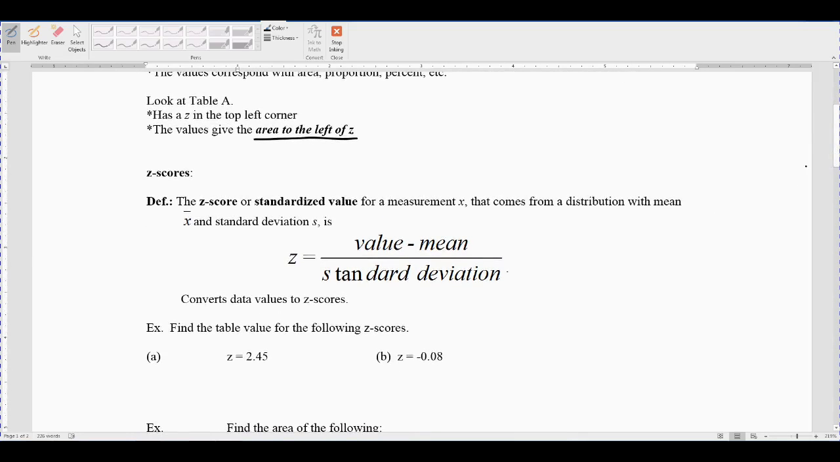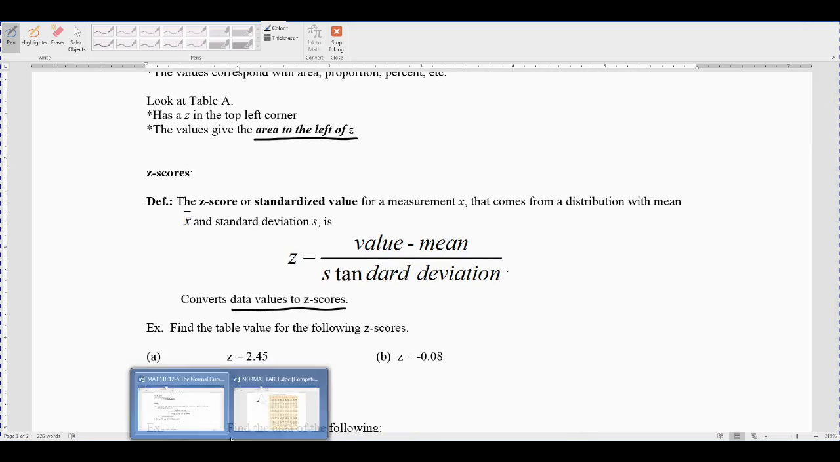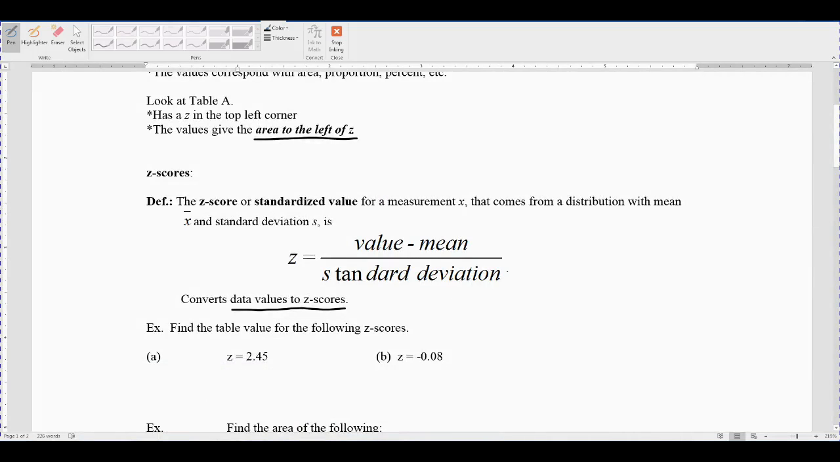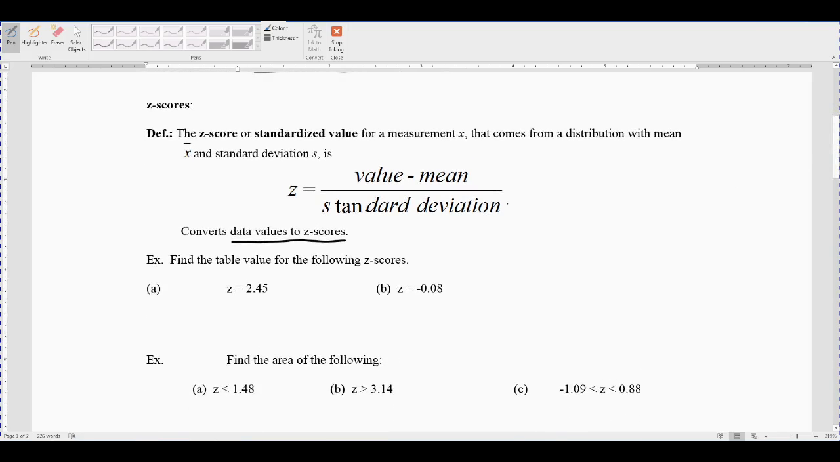Now, I've been mentioning z-score. A z-score is a way to convert data values to z-scores so we can use that table that I've mentioned. And this formula will do that. This formula says value minus mean, divided by standard deviation. What this z-score actually is, is the number of standard deviations that the value is from the mean. That's what it really is. But we're just going to recognize that it converts data values to z-scores.